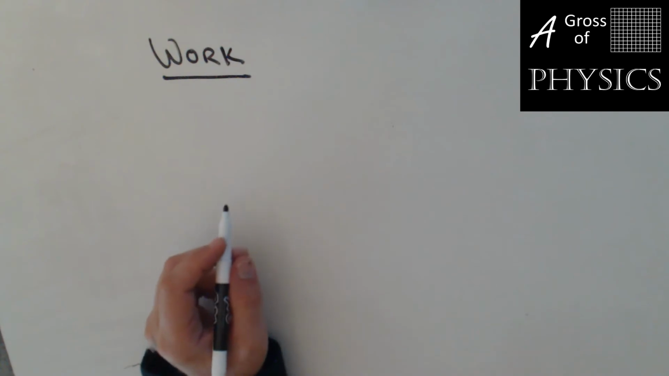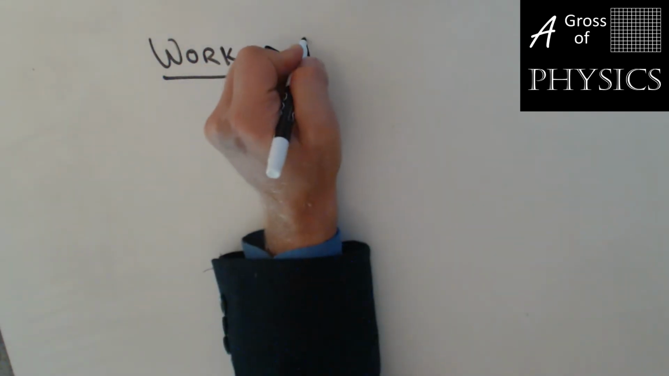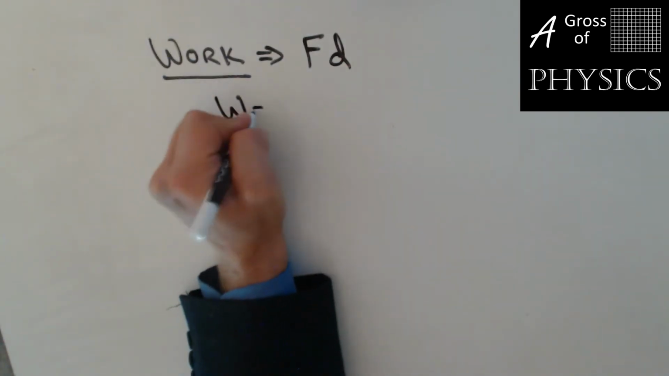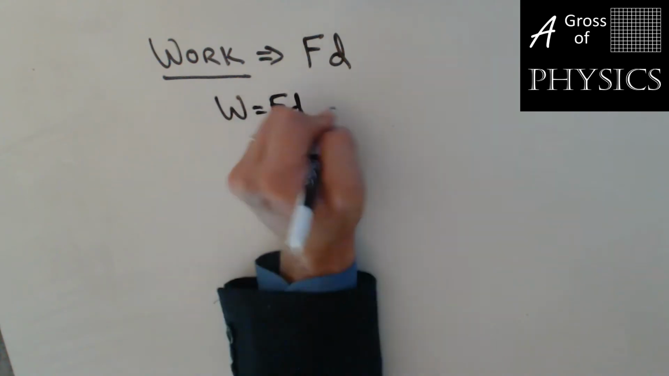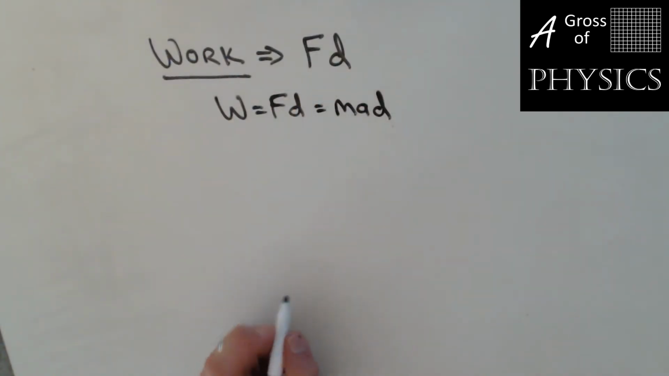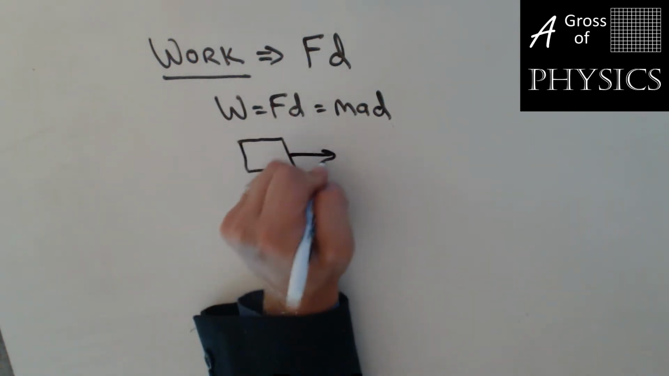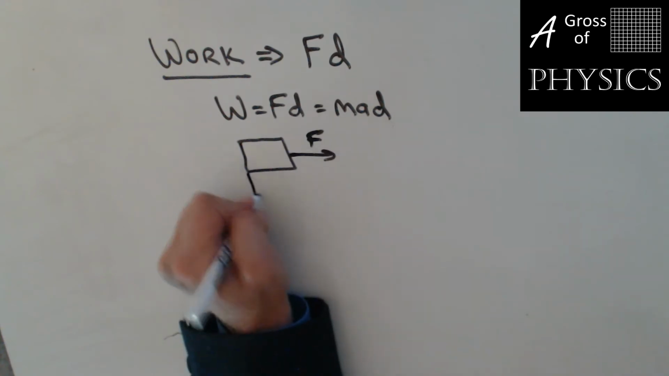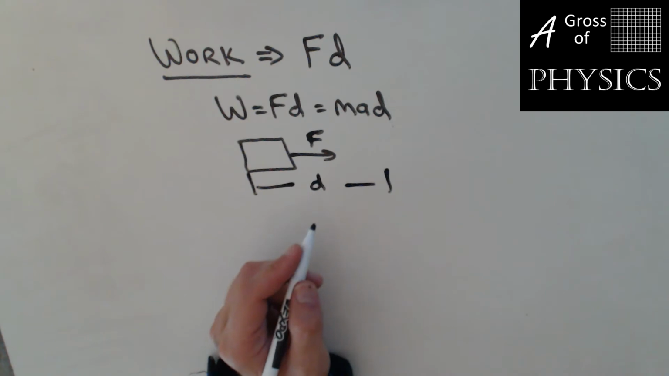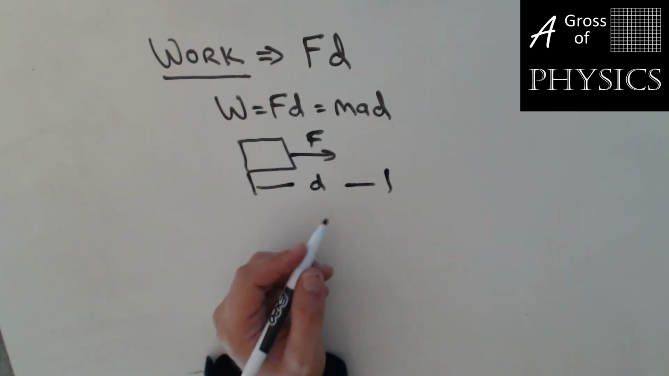All right, let's talk about work. Work in physics is simply force times distance. So our equation is W equals Fd, which we could simplify if we needed to as MAD. The key is that the force must be in the direction of motion. So if the distance is horizontal, only the horizontal force will do work. If the motion's vertical, only the vertical force will do work.